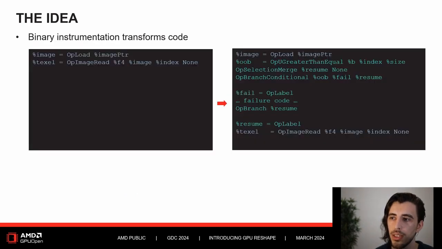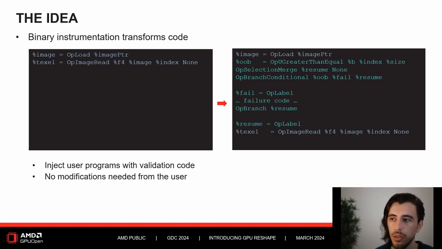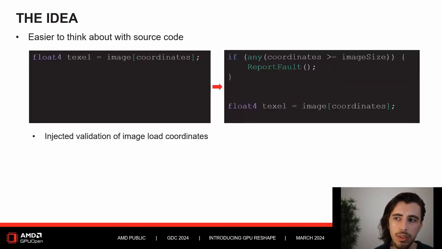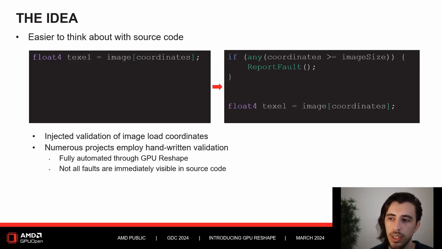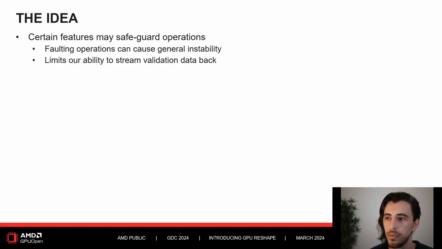And the whole idea is to take the left-hand side user code, in this case pseudo code, and inject it with validation so it looks like the right-hand side. In this case, we're validating the coordinates of an image load instruction, and we want all of this to happen without user intervention. But it's a little bit easier to think about with source code. Again, we have an image load, and we want to validate the coordinates against the resource's dimensions, as seen on the right-hand side. If something went wrong, we report it somehow. And interestingly, many projects actually have handwritten assertion-style validation. This is fully automated through GPU Reshape.